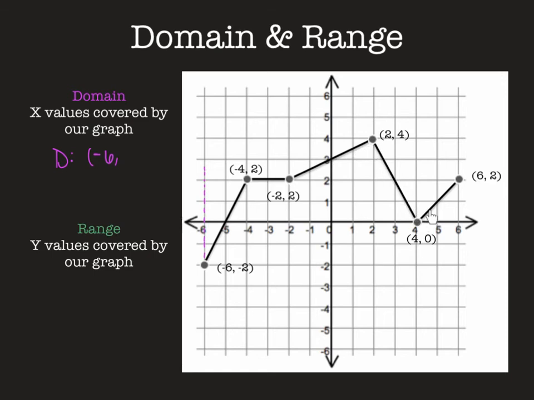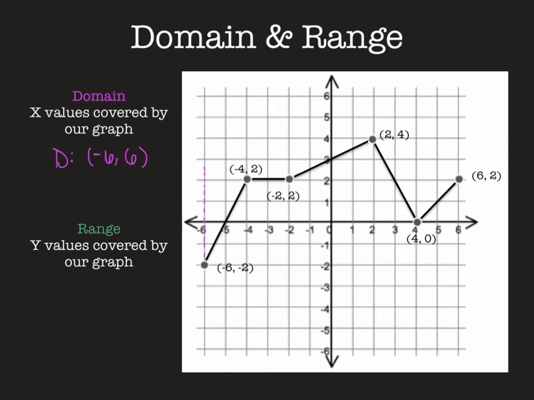I could trace it with my pencil. And at +6, it ends. Okay? There's no points after +6. There's no points missing in the middle. If there were, you would not include them. So it does end at 6. So we're going to do from -6 to 6.